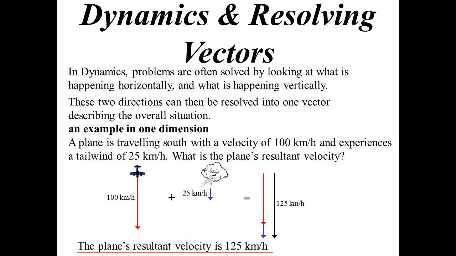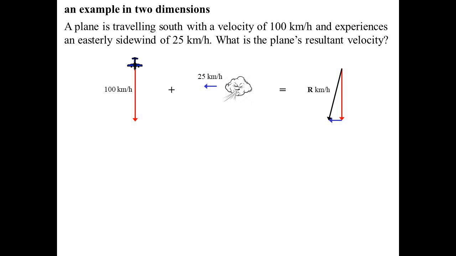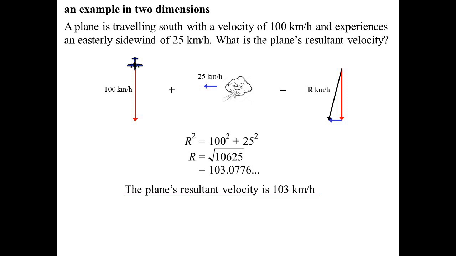If it's at an angle, so let's put 2 dimensions onto it. Same problem, but now there's going south, but our wind is blowing sideways. So what would happen? We'd add those 2 together and it would look like the plane's going along that black vector there. Now we could do a bit of Pythagoras, we could work out, oh actually it looks like this plane's travelling at 103 kilometres per hour. So that's the basic idea.